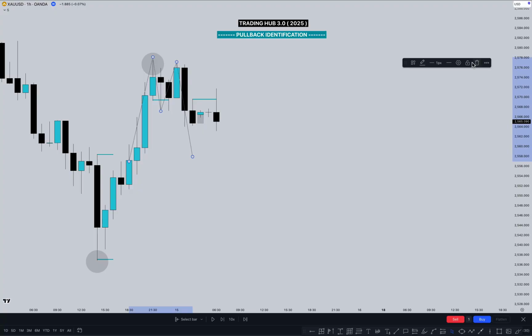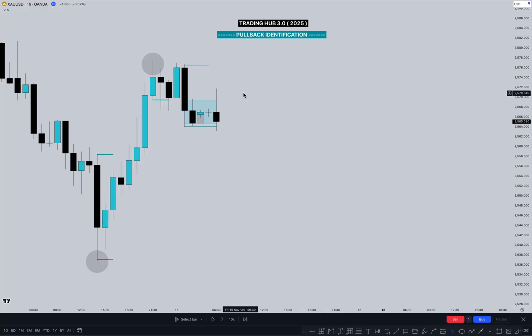No, this one is not a valid pullback. Why? Look at this one. The previous candle high and the previous candle low are here. Both are protected here. It means this low is not broken. So technically, after this candle, the next candle will be counted as this one right here. So basically this is our internal range right here. So we can't count it as a valid pullback.